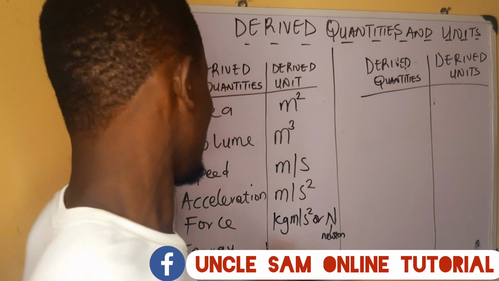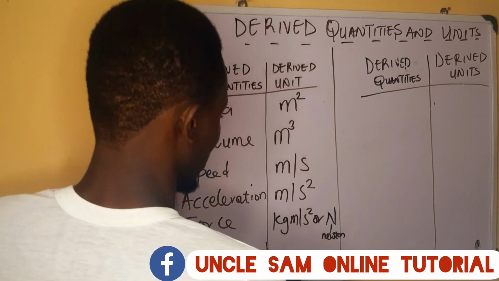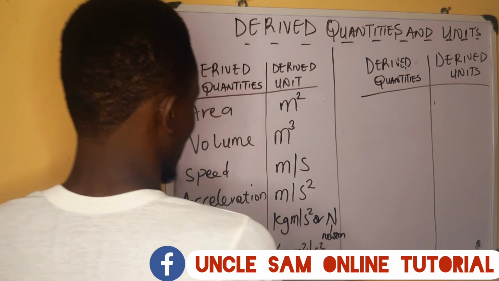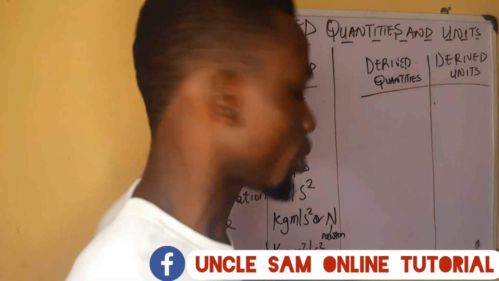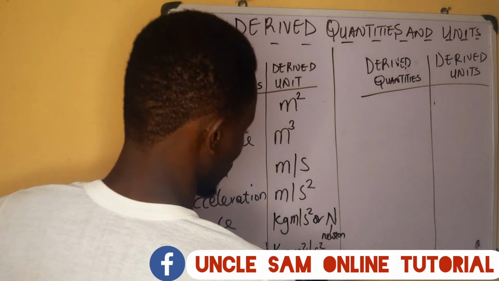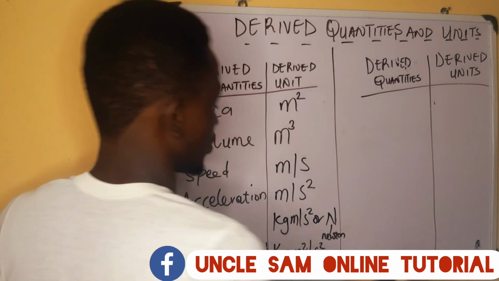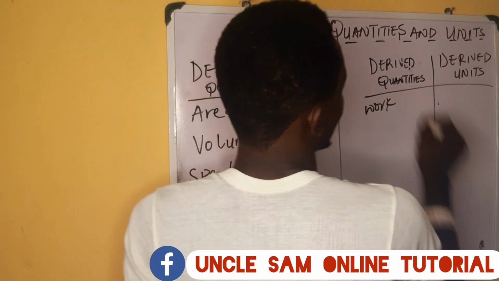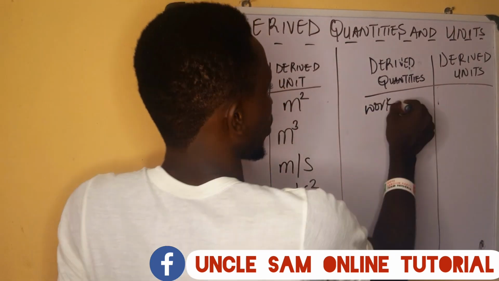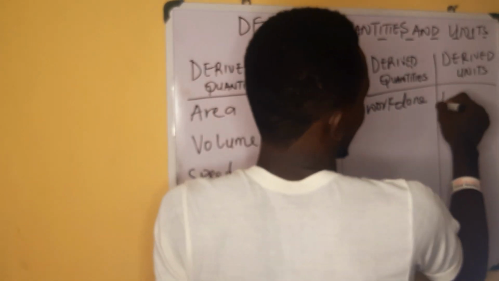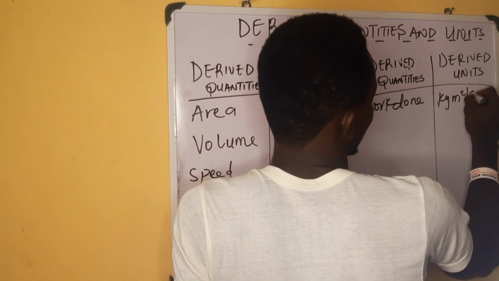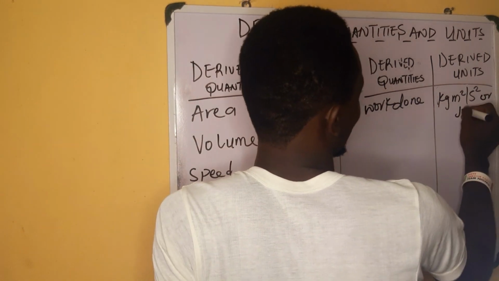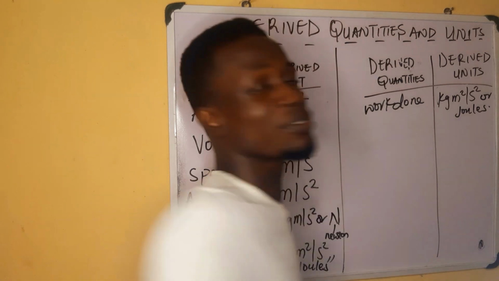Energy. What is the derived unit of energy? The derived unit is kg meter squared per second squared. That is the derived unit of energy. Or simply you can call it the joules. Then we go over to the next one, which is work done, or work. The derived unit is also kg meter squared per second square, or it is also measured in joules. Hope you're following.